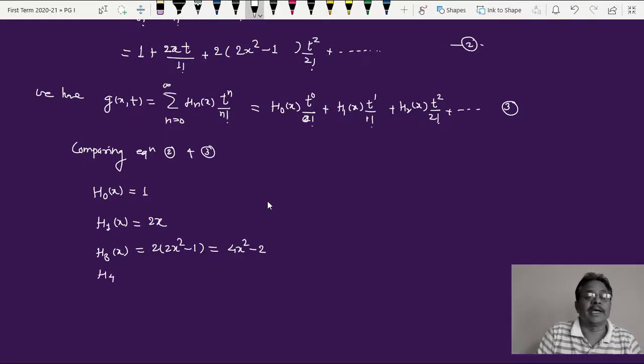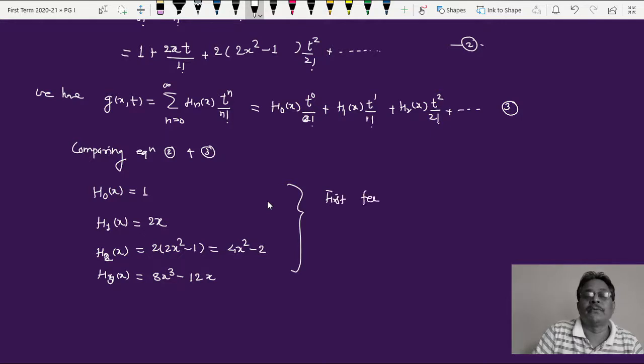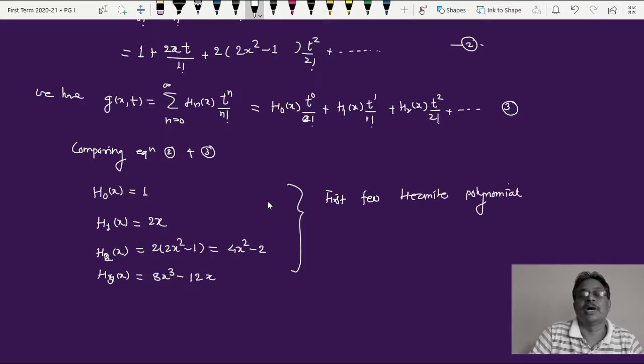Similarly, one will get h3 of x. The third polynomial, if it is obtained, will be 8x cube minus 12x, and so on. So all these are the first few Hermite polynomials.